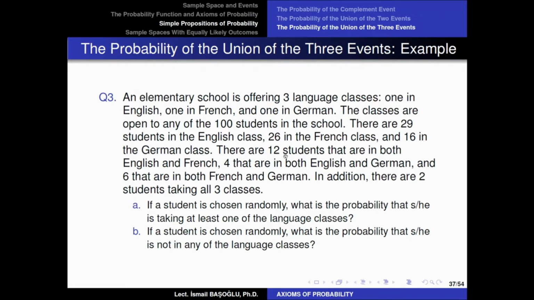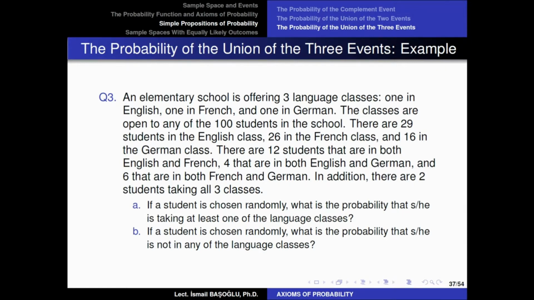There are 12 students that are registered in both English and French, 4 that are registered in both English and German, and 6 that are registered in both French and German. And also there is another piece of information. There are 2 students taking all 3 classes at the same time. So this is the information given by the question.